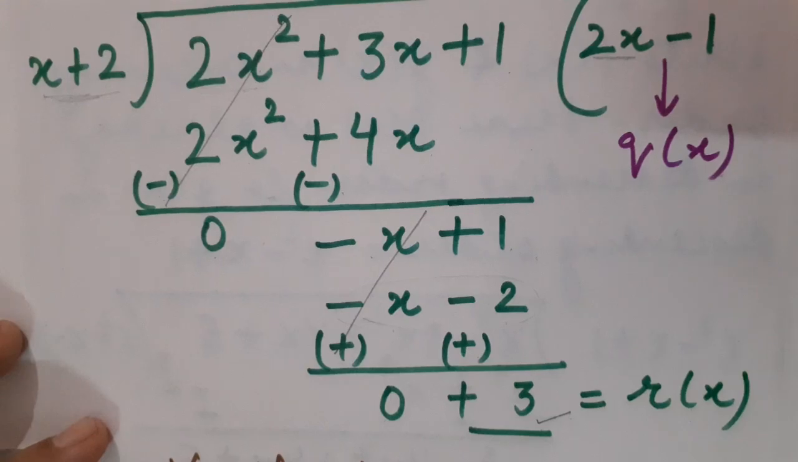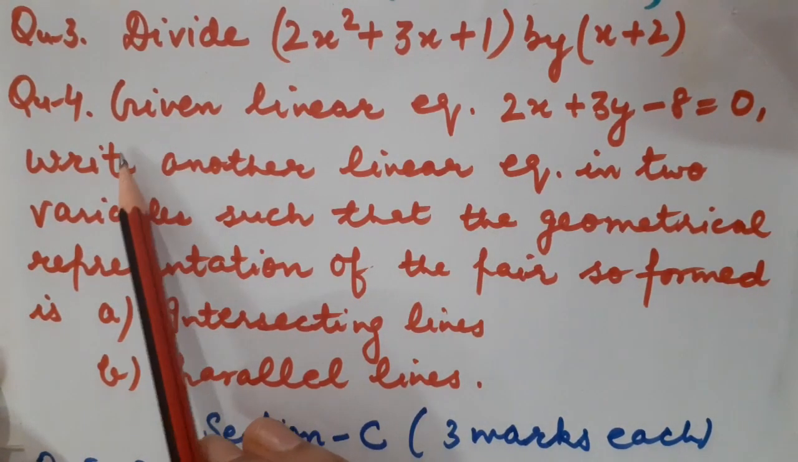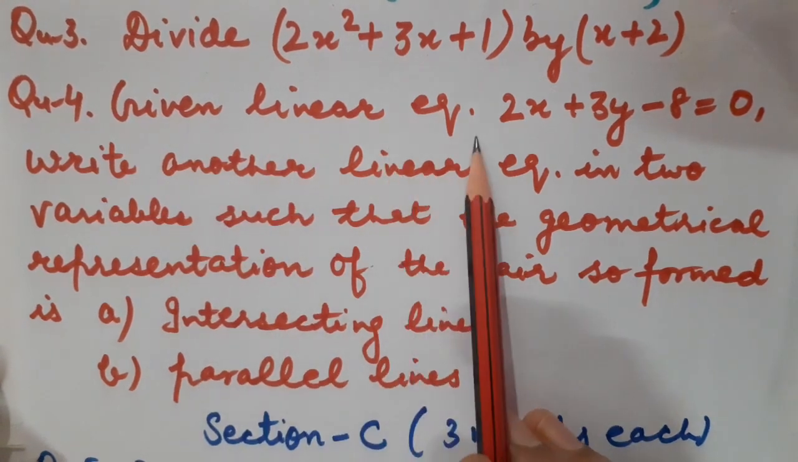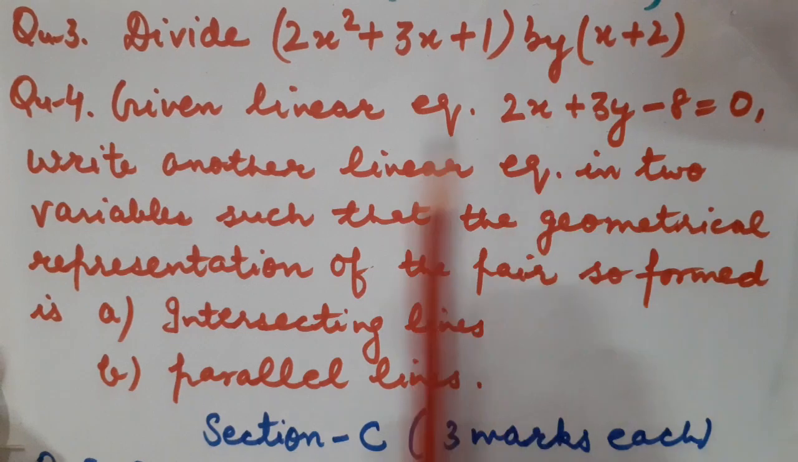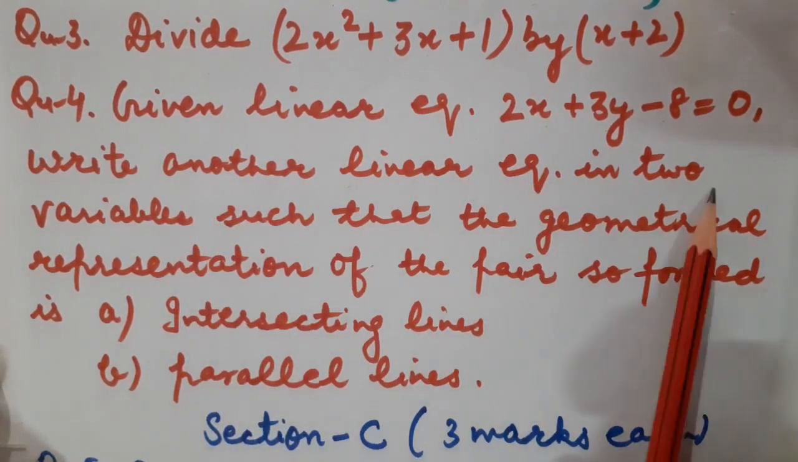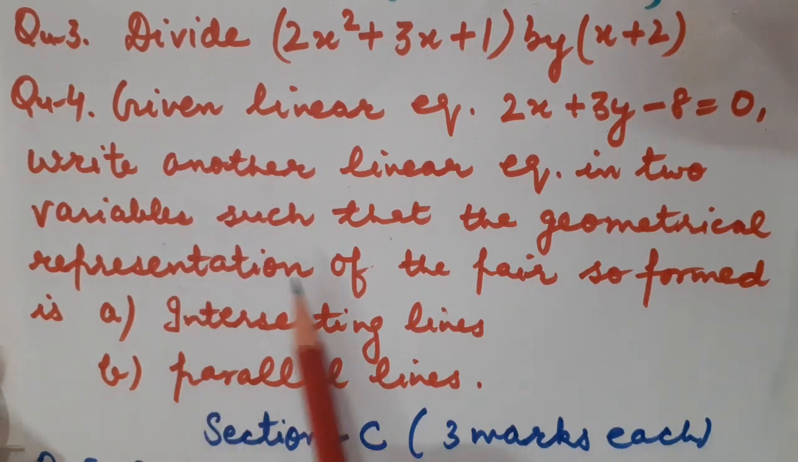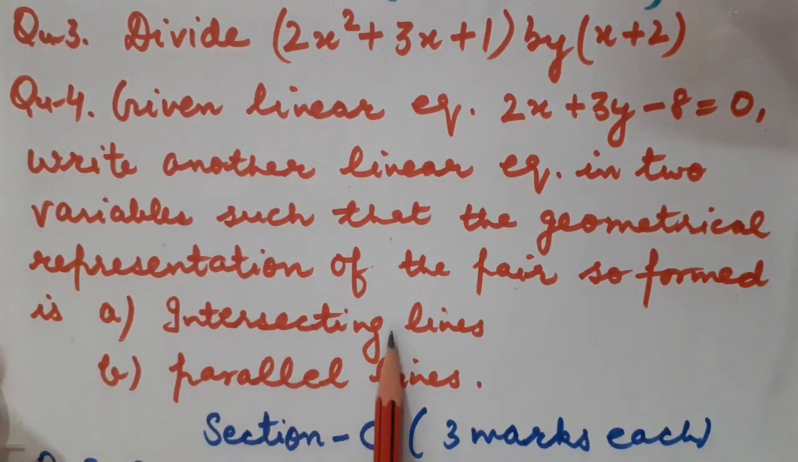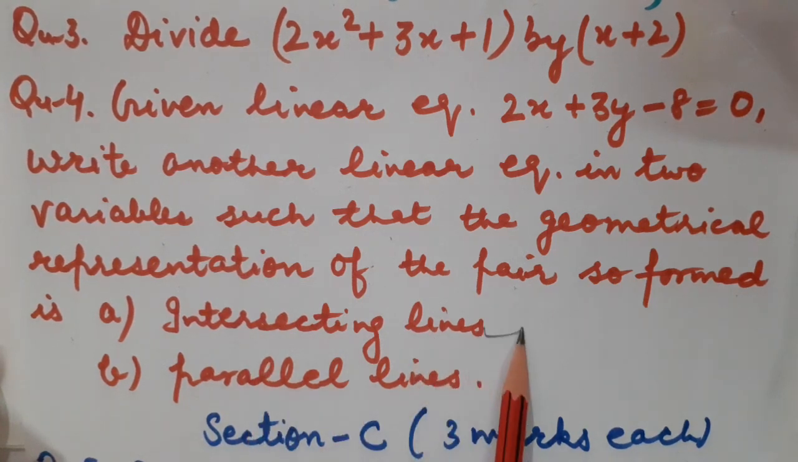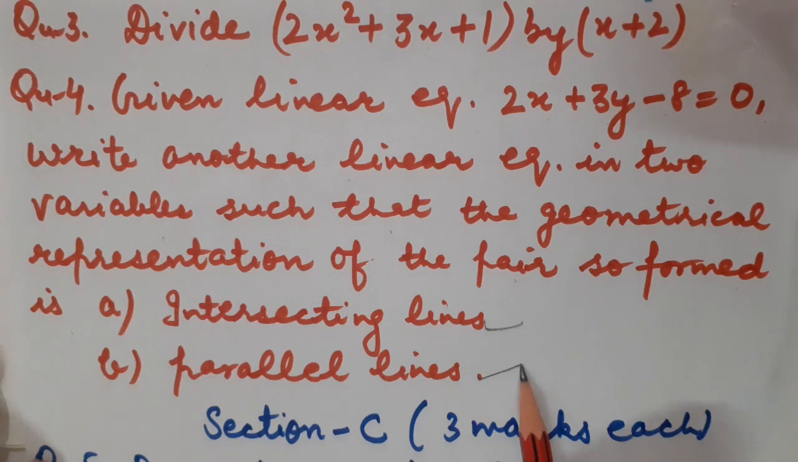Understood, children? Now children, switch to the next question of section B, that is: the given linear equation is 2x plus 3y minus 8 is equal to 0. Write another linear equation in two variables such that the geometrical representation of the pair so formed is, in case number 1, intersecting lines, and in case number 2 you have to show parallel lines.